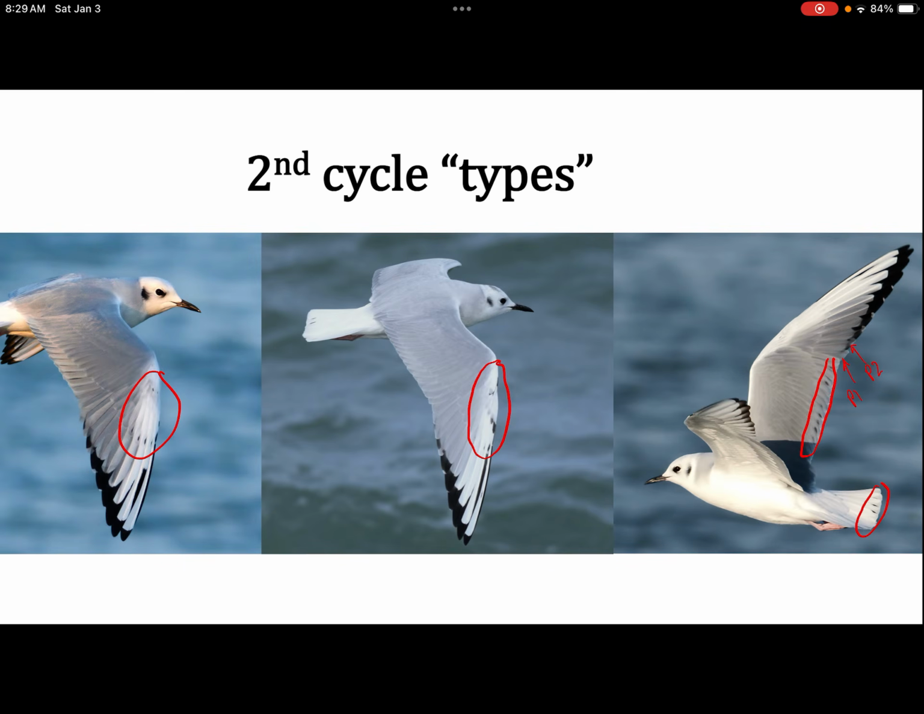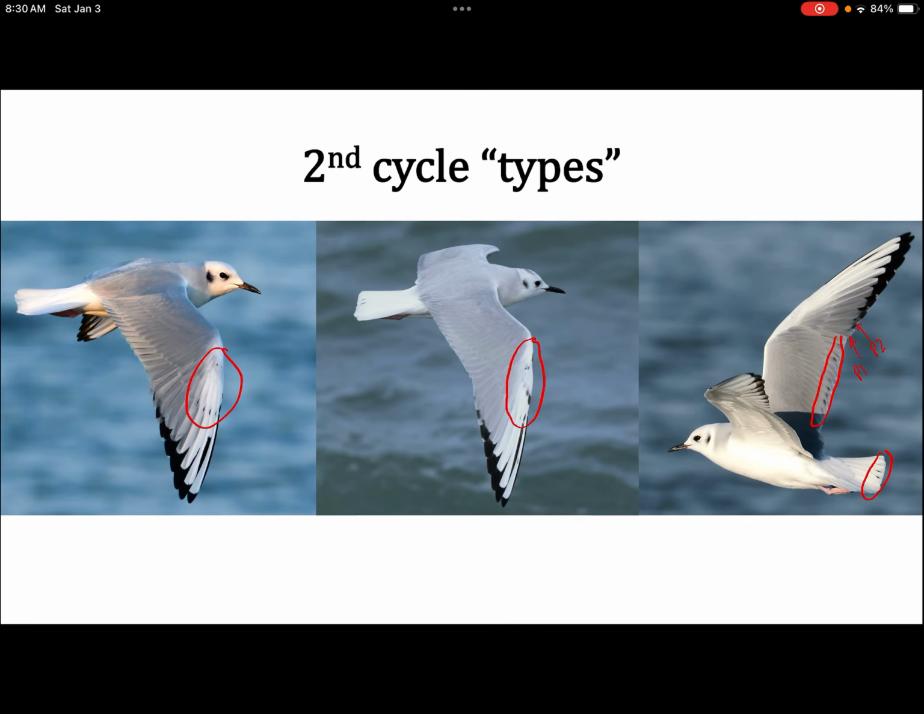But at the same time, there could be some individuals that have unmarked P2 and unmarked P1 and still show these streaks on the primary coverts and the tail and the secondaries. And so the P1, P2 feature is just an added bonus to help support your suspicion if a bird is a second cycle type.